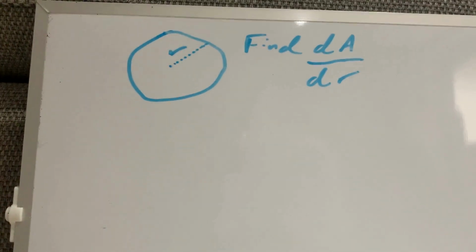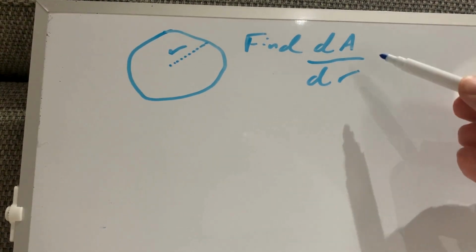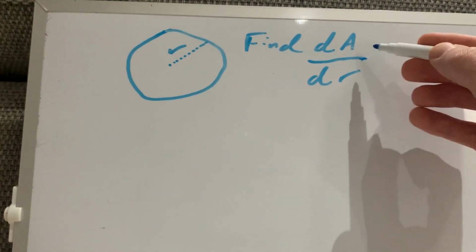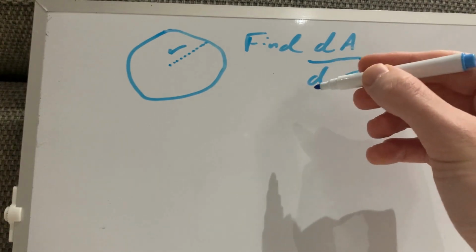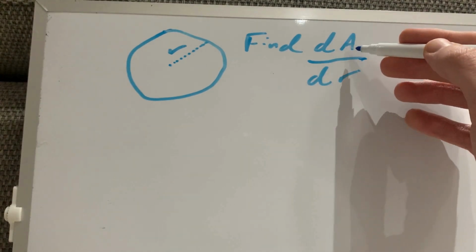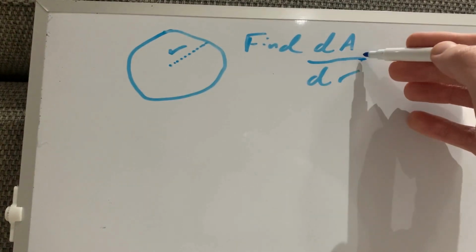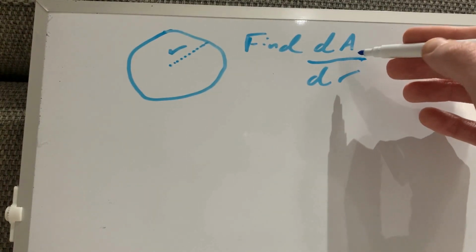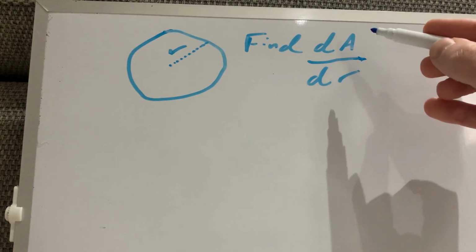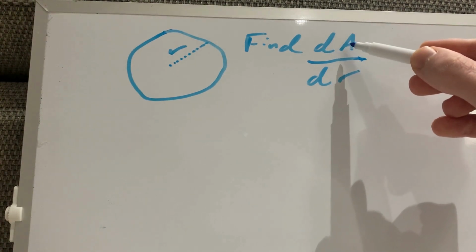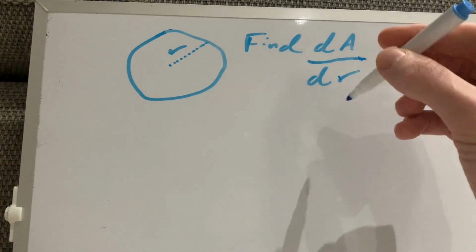Okay, so for our final example, we're going to test our understanding a little bit more. We're going to stretch ourselves. We're given a circle of radius r, and we're being asked to find dA by dr. So that's a little bit weird because we're used to y's and x's here. But when we talk about differentiation, it's not just y's and x's, it's about any two variables. All differentiation is telling us how one variable changes with respect to another. So in this case, it's how the area of the circle is changing with respect to r, the radius.